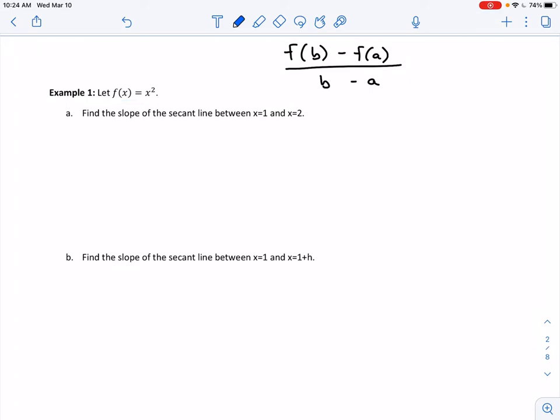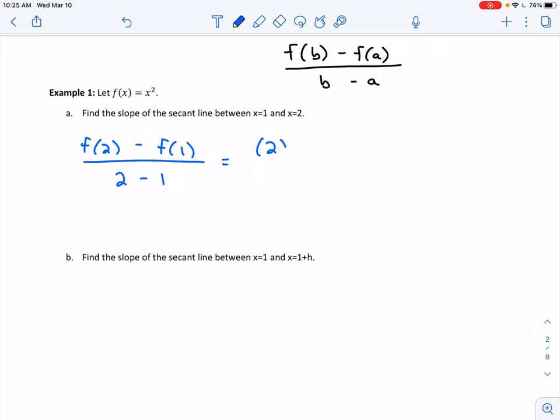Part A asks to find the slope of the secant line between x equals 1 and x equals 2. And this is something that we already know how to do. We said here is the slope of the secant line formula. So I can just go ahead and plug in x equals 1 and x equals 2. So f of 2 minus f of 1 divided by 2 minus 1. Here, f of 2 and f of 1, I'm going to have to plug those into my function f of x here, so I'm just going to square those two numbers.